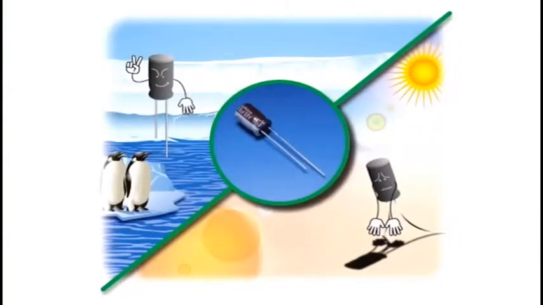Using the aluminium electrolytic capacitor in a cool environment lengthens its useful life. Research indicates that useful life can be doubled by reducing the ambient temperature by 10 degrees Celsius and trebled by a reduction of 20 degrees.